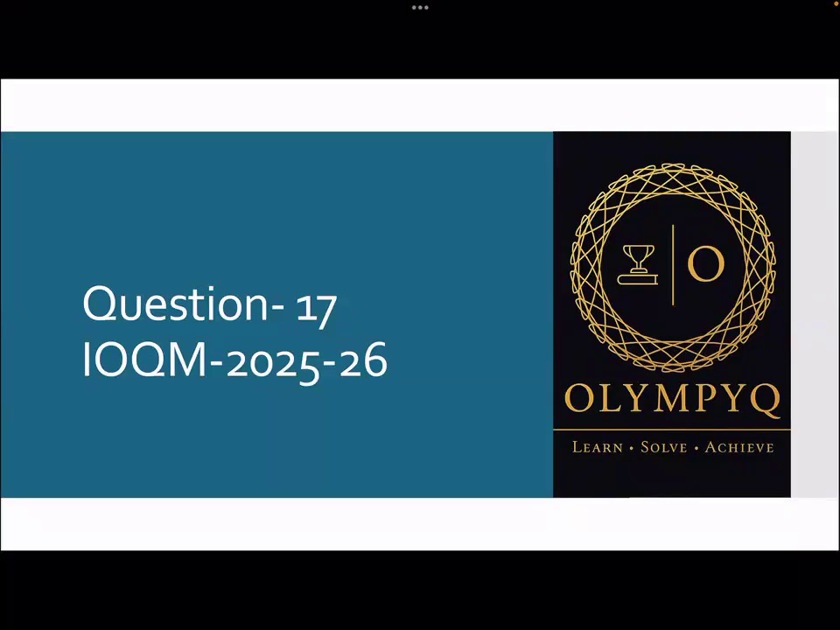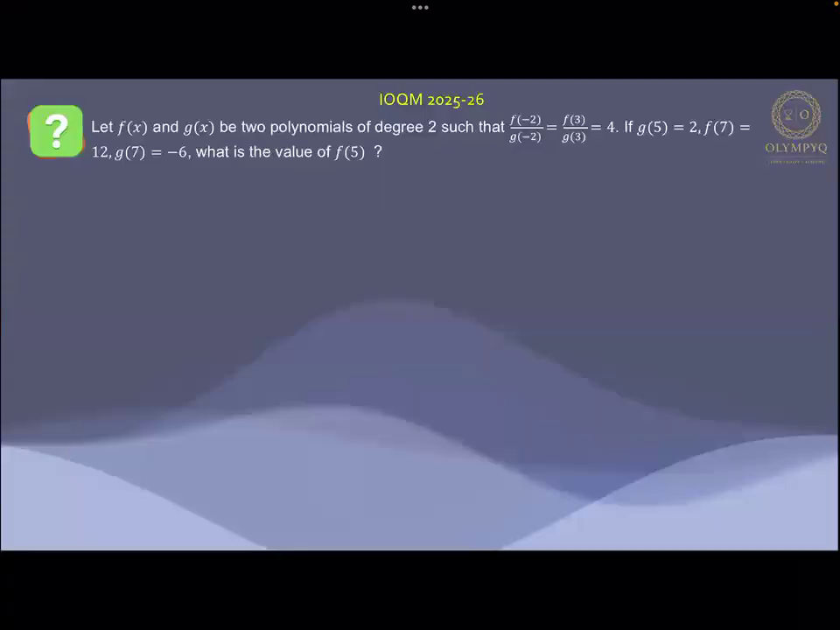Hello students, this is question number 17 of IOQM 2025 and 26. The question says that if f(x) and g(x) are two polynomials of degree 2, such that f(-2)/g(-2) and f(3)/g(3) are both equal to 4. If g(5) is 2, f(7) is 12 and g(7) is -6, then the value of f(5) is.